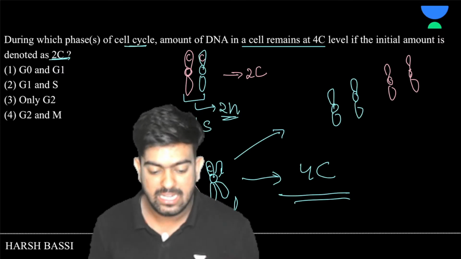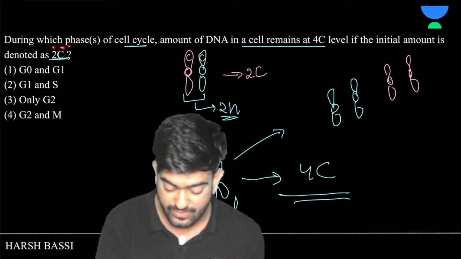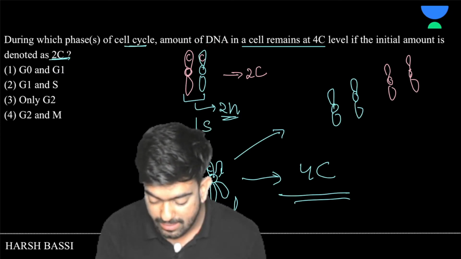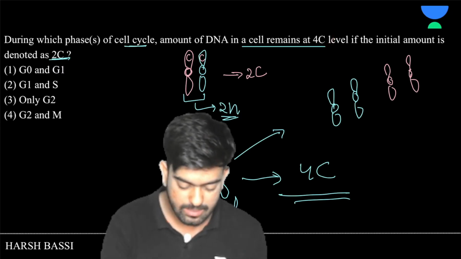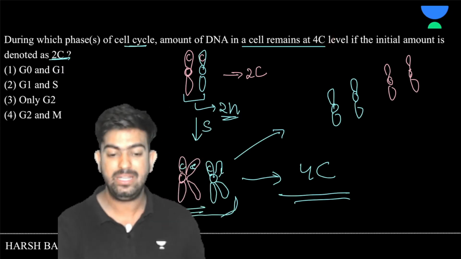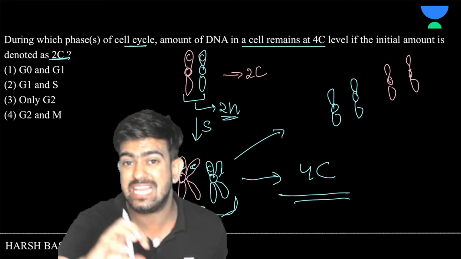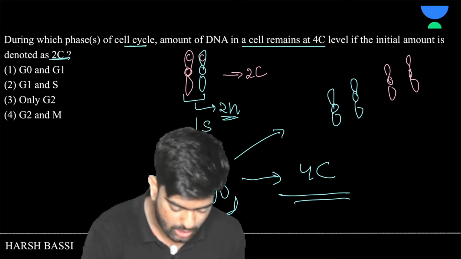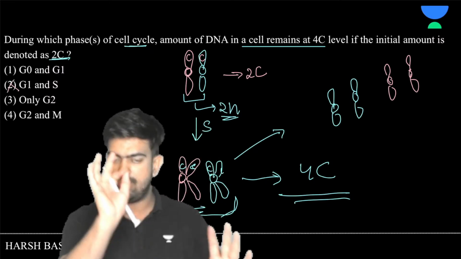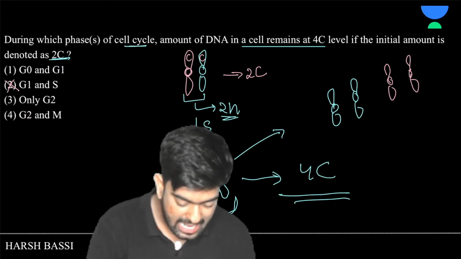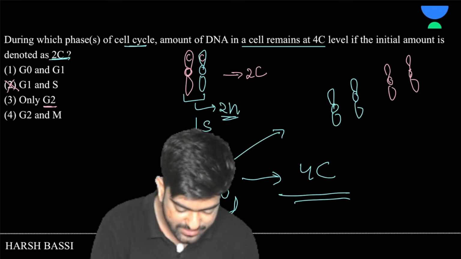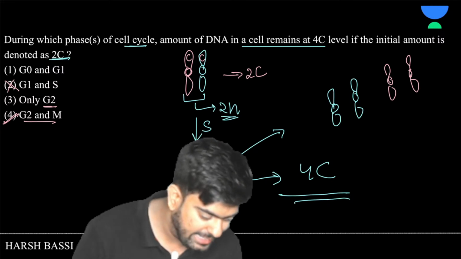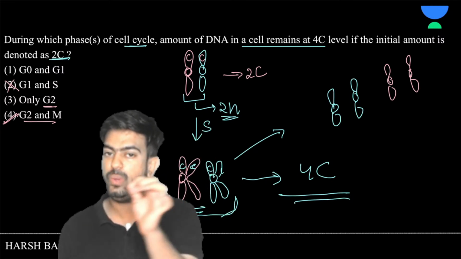Now, what will be the answer to this question? The question says, during which phase of the cell cycle does the amount of DNA in a cell remain at 4C level if the initial amount is 2C? So what is going to happen? See, during the S phase and after the S phase, this is happening. So in G1 phase, we will not have this, right? In G1 phase, the normal condition will be there. And then we have G2 phase, then M phase. So in both G2 and M phase, we will have this kind of condition. So the answer will be G2 and M phase.